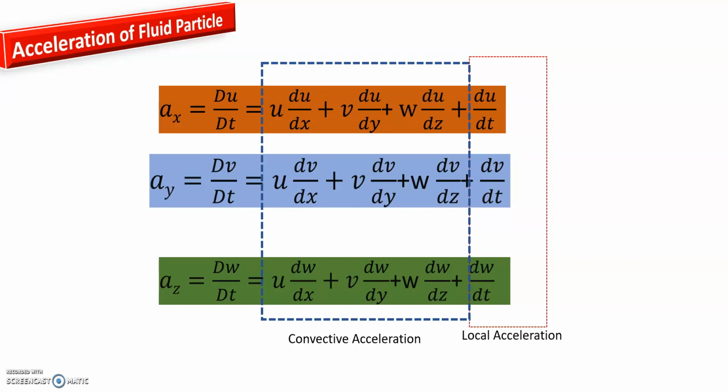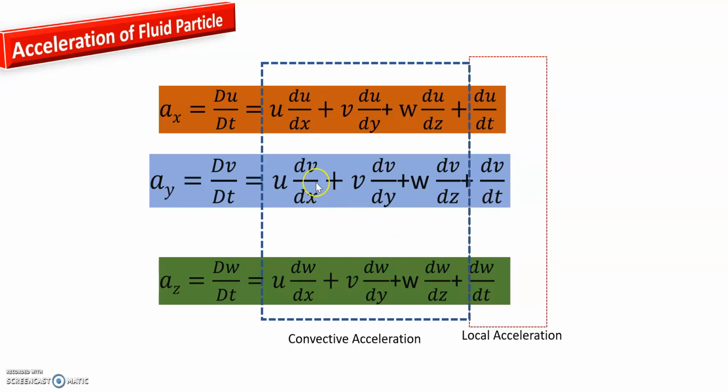So when we see in detail all these components, the first three terms depend upon space coordinate, and the last term depends upon time. So for all these three equations, the last term is a time dependent parameter. So we can say that this last term is a local acceleration. du by dt, dv by dt and dw by dt is local acceleration, or the local acceleration is a time dependent parameter. Similarly, the first three terms depend upon space only.